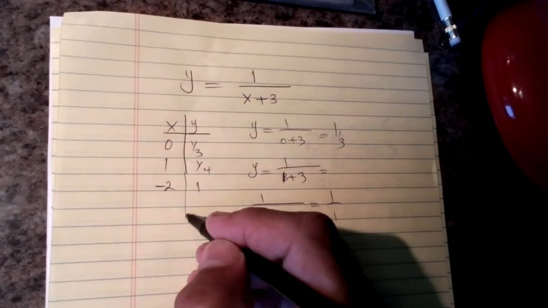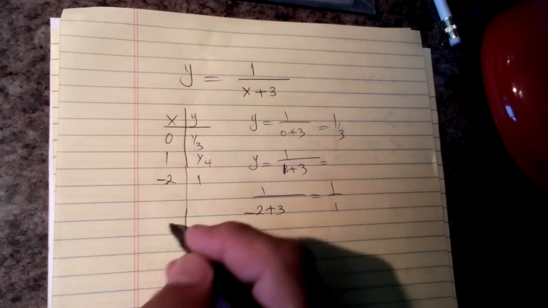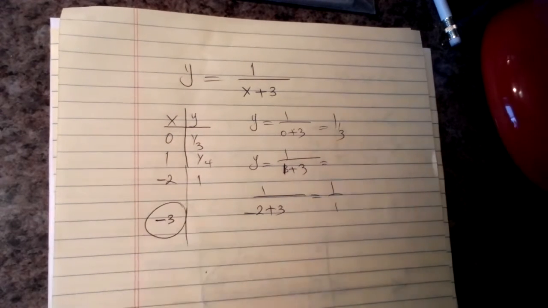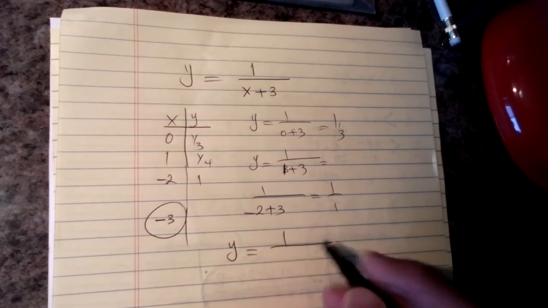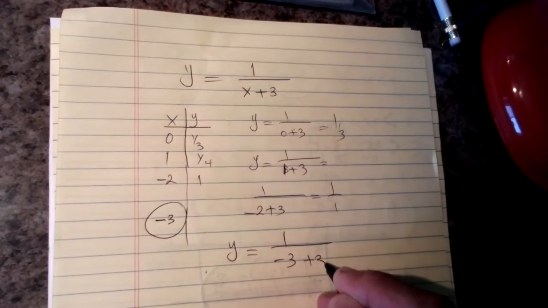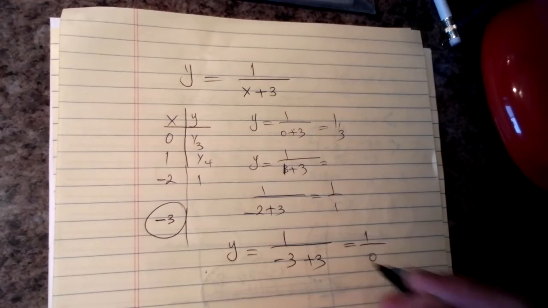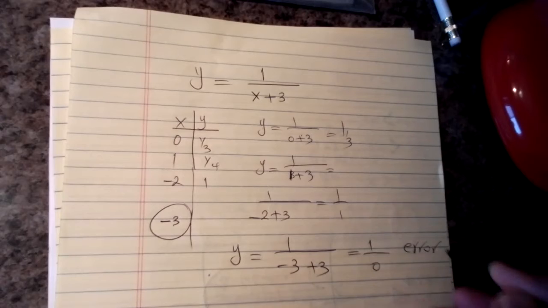It is 1. There is only one number that you cannot substitute for x, and if you substitute it, you don't get any value for y. What number is that? Negative 3. Why? Because when I substitute negative 3 for x here, that makes the denominator 0. And what is 1 over 0 when I use my calculator? The calculator will give me an error, or undefined.